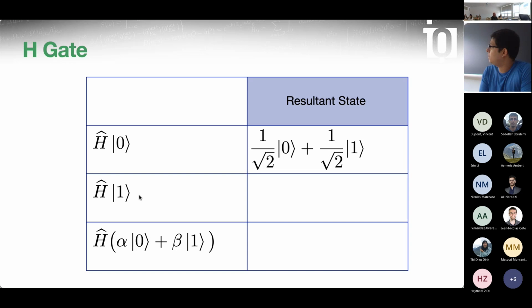What happens when you apply it to the 1 state? Yeah, on the 1 state. Okay? Okay. Now, what will you get when you apply it on a general superposition with the alpha and beta as amplitudes?